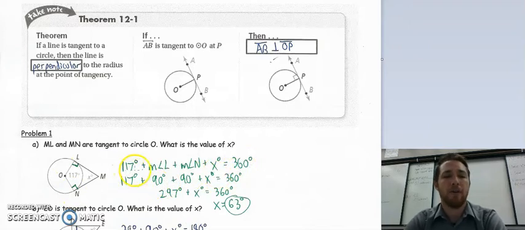If I take the 117, add angle L, add angle N, so these two angles right here, we know those are both 90 using our tangency fact. If I add all those together and solve for X, I get that the missing measure for that quadrilateral has got to be 63.